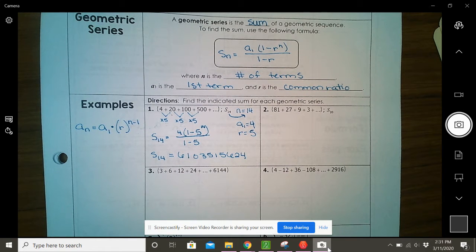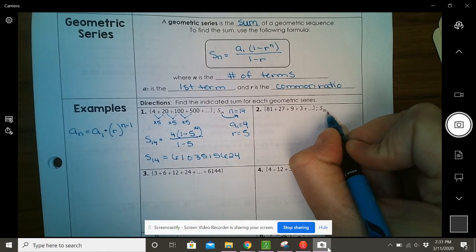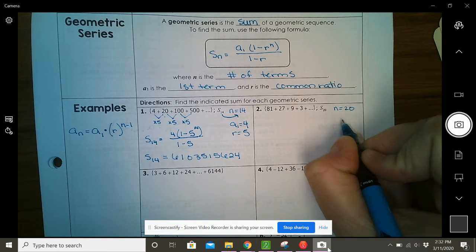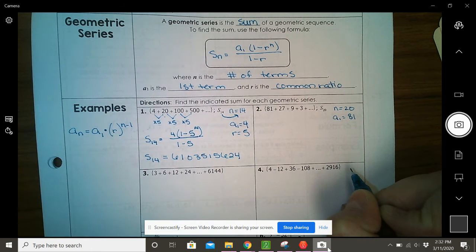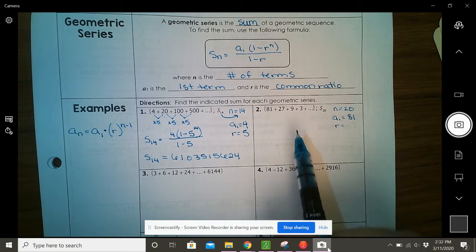Okay, let's try number 2. Let's write down everything we're looking for. It says find the first 20 terms, so my n value is going to be 20. The first value in this series is 81, so the a sub 1 is 81. And now let's look at the series to figure out what our common ratio is.